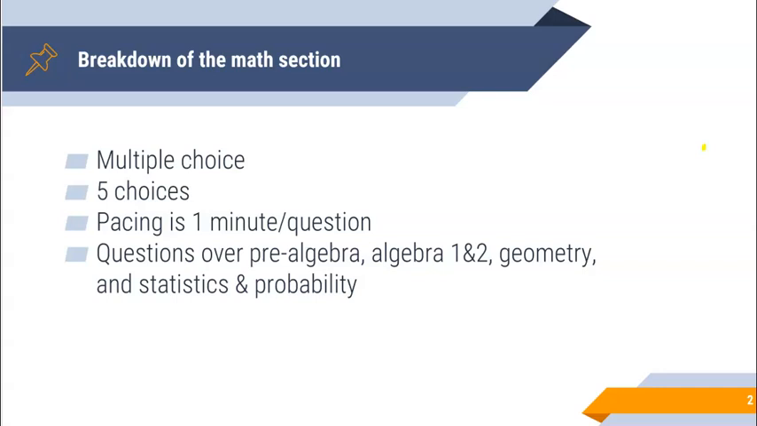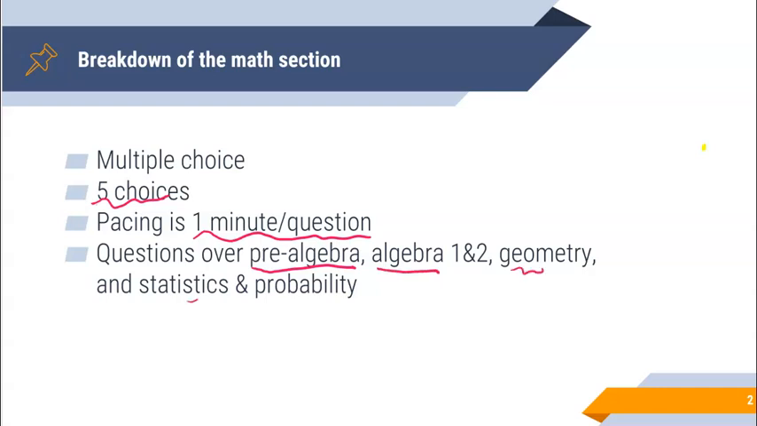Today we will be doing some ACT prep dealing with the math section. Now, something to remember is it will be a multiple choice test, and there will be 5 choices to choose from, and your pacing is usually right around 1 minute a question. It seems like 1 minute is not a lot of time, but it's quite a bit of time to get some stuff done.